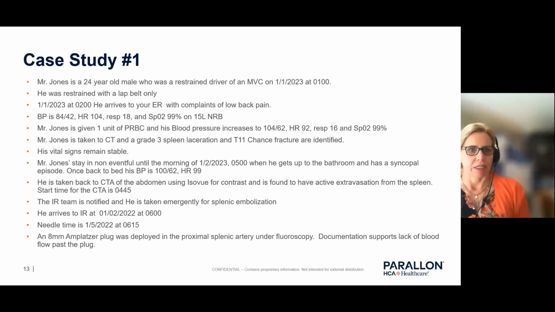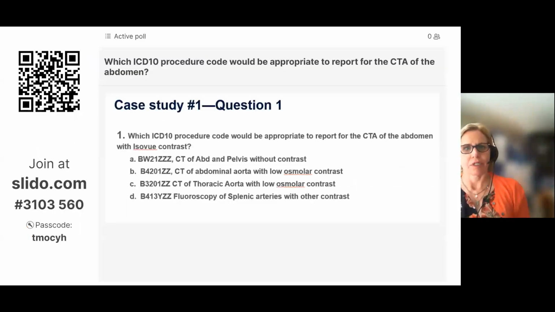So they notify the IR team, and they take him emergently for splenic embolization. He arrives in the IR at 1/2 at 0600. Needle time is 06:15. An 8mm implanter plug was deployed in the proximal splenic artery under fluoroscopy. And documentation supports lack of blood flow past the plug. All right, question number 1. Which ICD-10 procedure would be appropriate to report for the CTA of the abdomen?